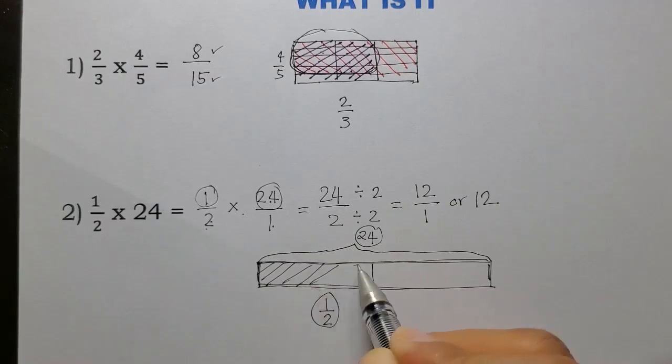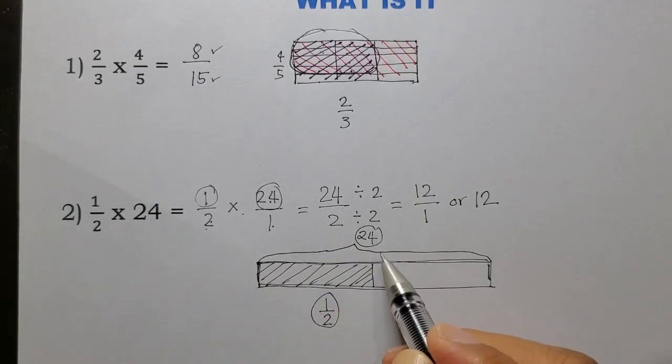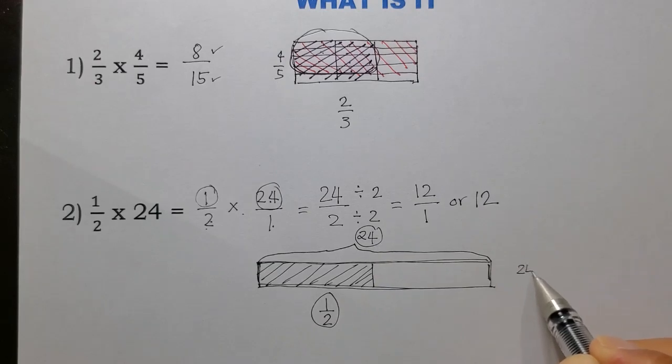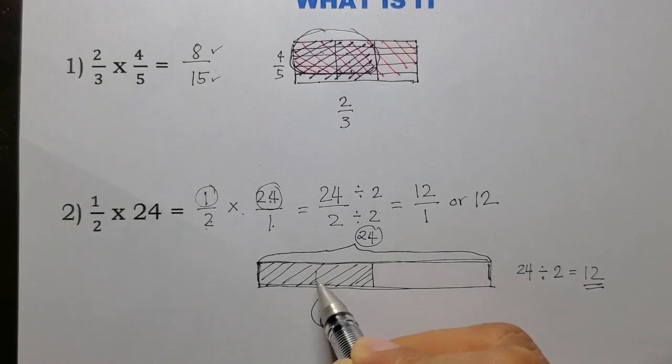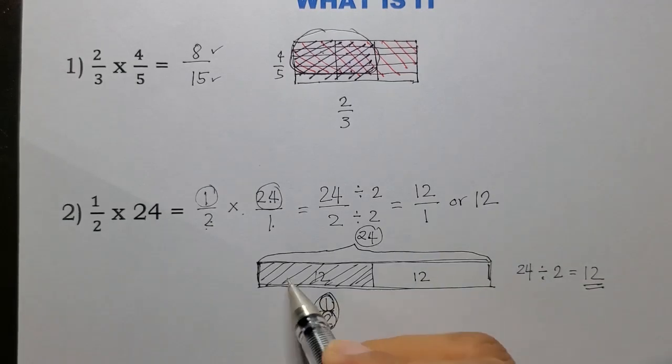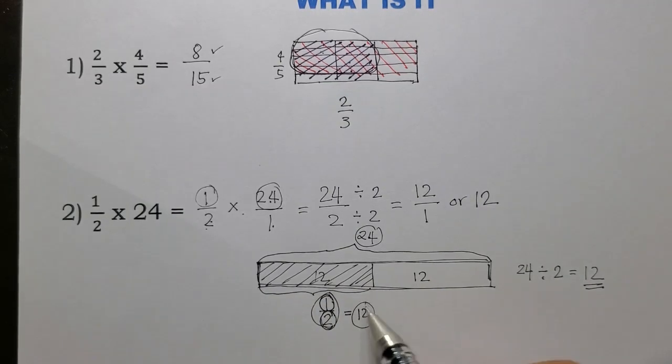Here's 1/2 of 24. And if you notice here, our 24 is divided into two equal parts, and the answer is 12. So 24 divided by two equal parts, then the answer is 12. Then if this is 12, this is also equal to 12. Then all you have to do is just shade one part, and one part here is equal to 12. Therefore, the 1/2 of 24 is 12, which is also the same here.